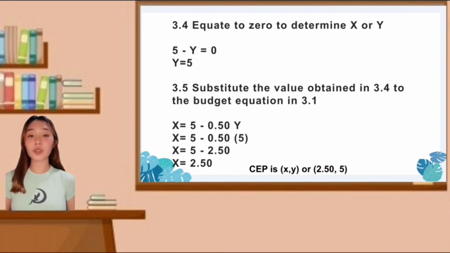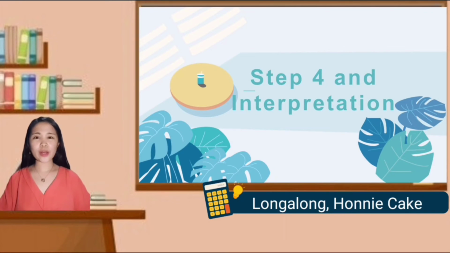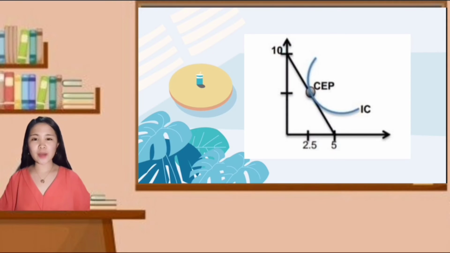So x is equal to 2.5, and y is 5. So for the answer, the CEP is x and y, or 2.5 and 5. For our graphical interpretation, the utility is maximized when a consumer spends 2.5 units of good X and 5 units of good Y, given his income of 40 pesos, where the price of good X is 8 pesos while the price of good Y is 4 pesos.